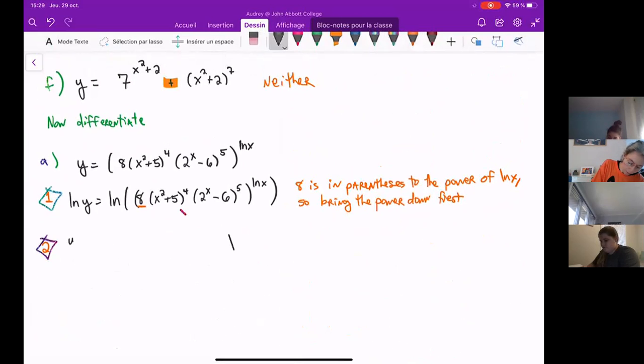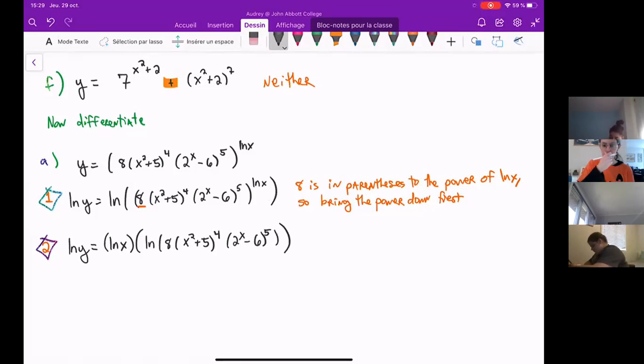So I'm going to have y prime over y. We're simplifying here. What am I doing? So I'm going to have ln y is equal to ln x times ln of all of this stuff. Okay, is there any simplification left that I can do? So here I did my third rule. Let's write 3. Are there any rules left that I can use to simplify this more?